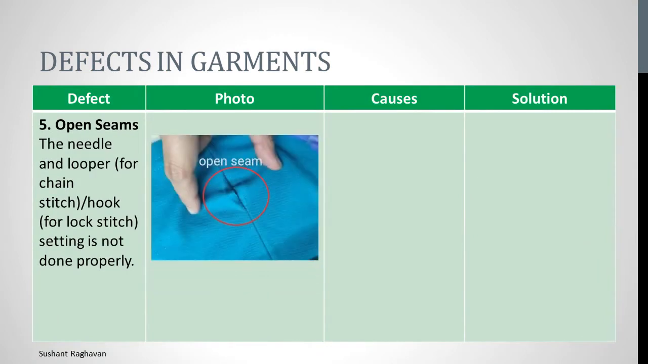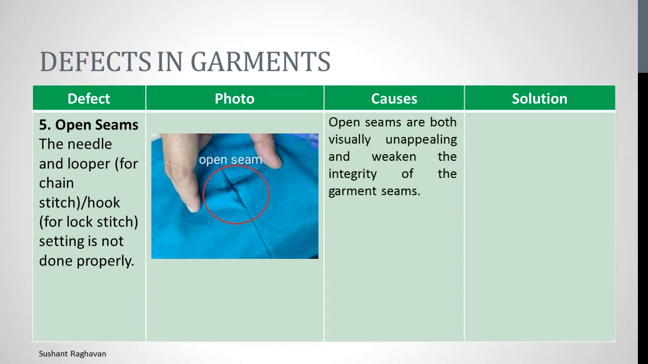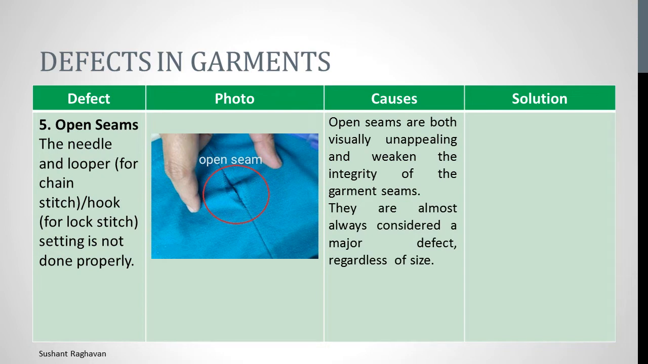Open seams. The needle and looper for chain stitch, or hook for lock stitch, setting is not done properly. Open seams are both visually unappealing and weaken the integrity of the garment seams. They are almost always considered a major defect regardless of size. Open seams are generally not a defect present in a full order.